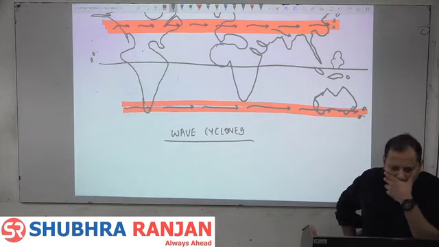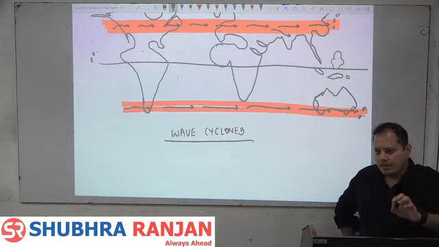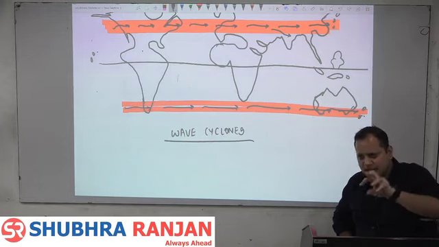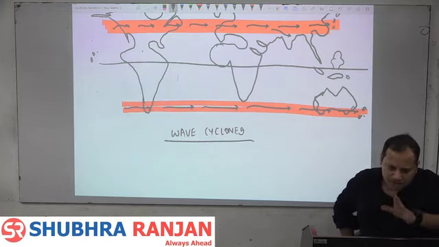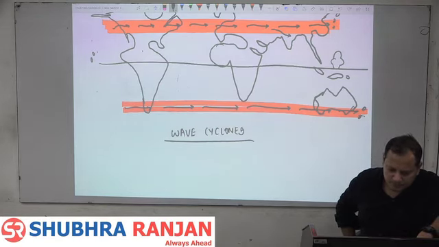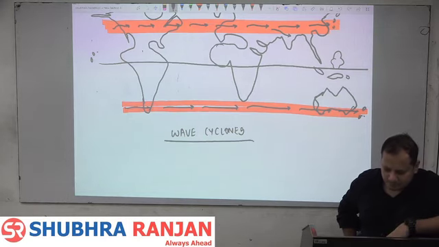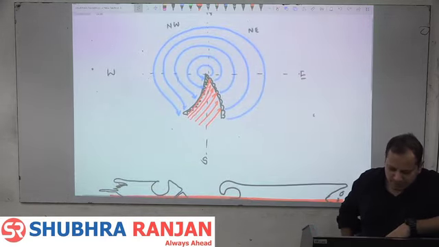Can someone tell me why they are known as wave cyclones? Because in some places the air will go up, at the cold front and warm front, and in other places the air will come down. You will understand what these wave cyclones are. Wave cyclones. In the bracket write, because its formation is explained by wave theory.